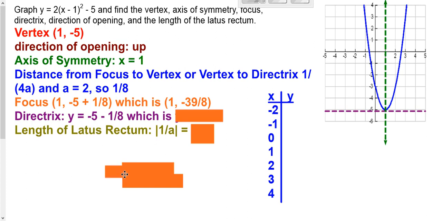Well, if we're going 1/8 down, we're at -5, and we go 1/8 down. That gives us y equals -41/8. The length of our latus rectum is always 1/a, should be 1/2 or 1/2, and it's positive.